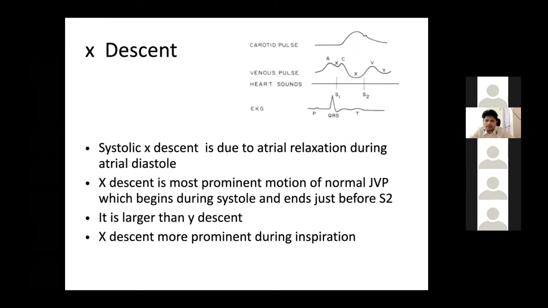Always remember the X descent is the most prominent descent, and sometimes it is more prominent than the A and V waves. And it is one of the most important waves which increases the most on inspiration. So on inspiration, the X descent becomes more prominent. Though the JVP decreases on inspiration, the mean venous pressure, or mean pressure, always increases. This you should always remember, and it is always larger than the Y descent.